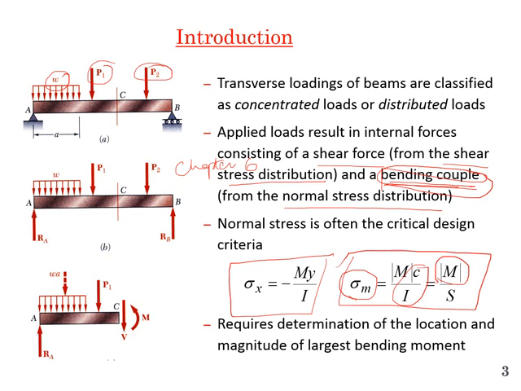In order to design a beam, we have to find the location and magnitude of the largest bending moment. So in this chapter, we will try to find where we have the maximum bending moment, and using that bending moment, how we can design the beam structure. Whereas the shear stress, we will discuss in the next chapter, chapter 6.